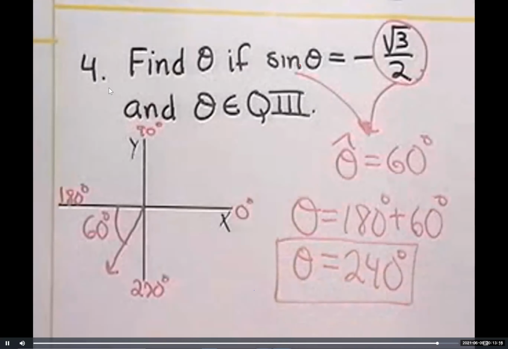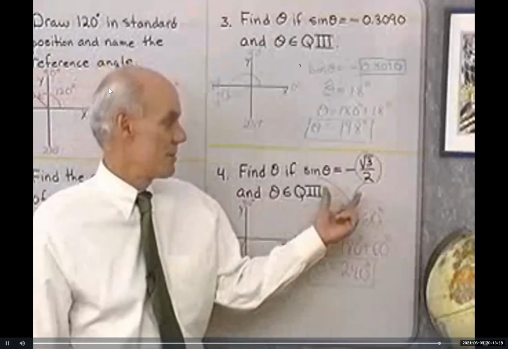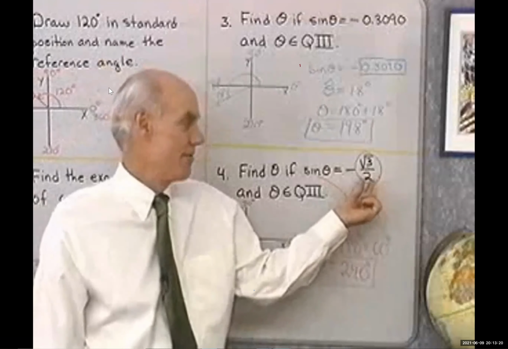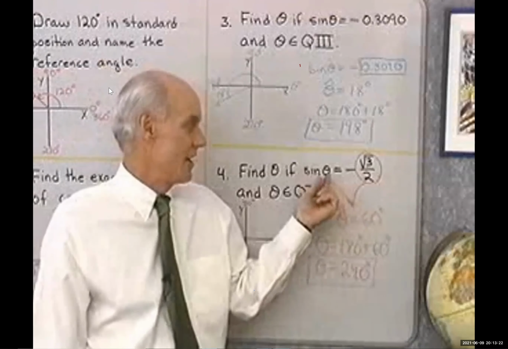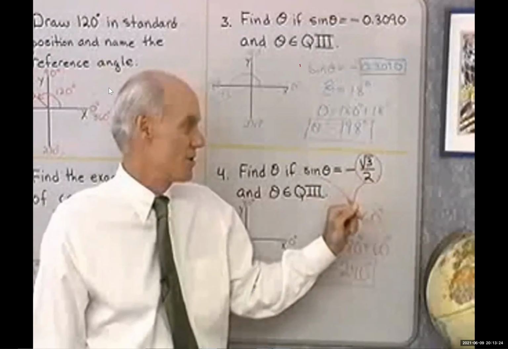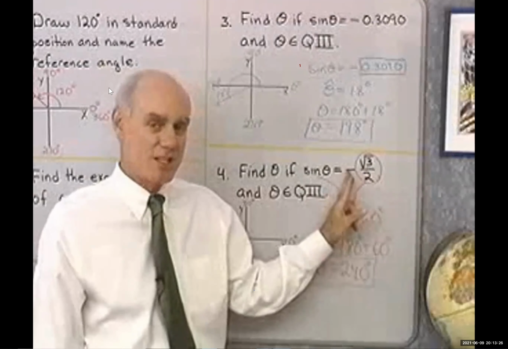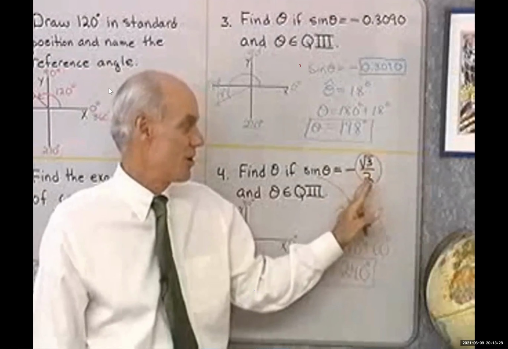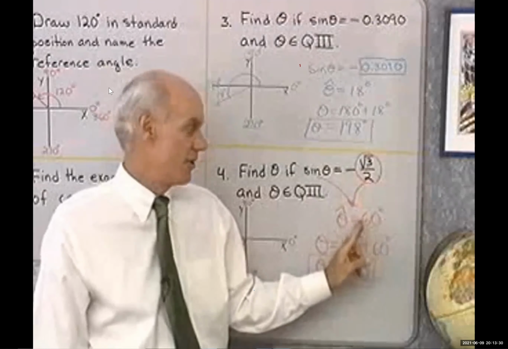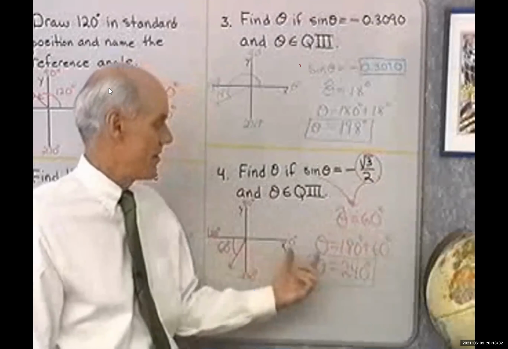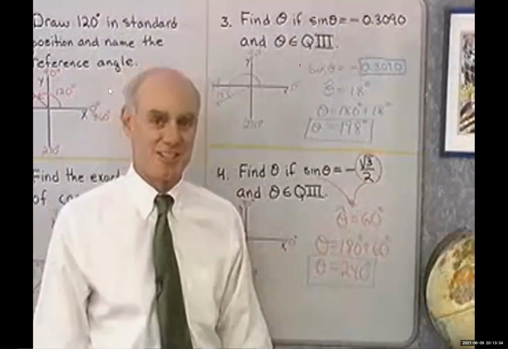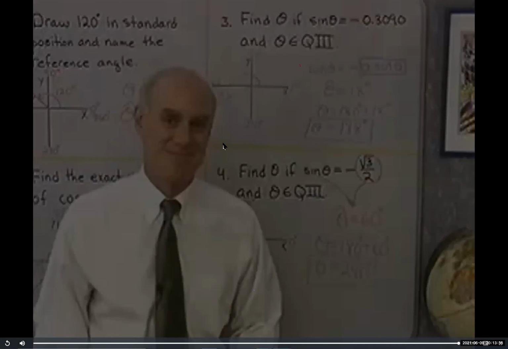So it's the same kind of problem as problem number 3, except I'm using exact values here, and I know that I've memorized the fact that the sine of 60 degrees is square root 3 over 2. So I forget the algebraic sign to begin with and just let this numerical value give me my reference angle. Then from that, in my little diagram, I can find the actual angle itself. So that's all for 3.1.